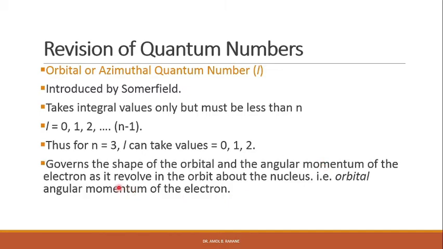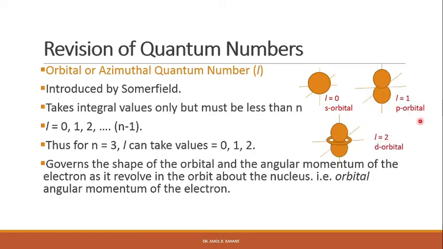The azimuthal quantum number governs the shape of the orbital and the angular momentum of the electron as it revolves in the orbit around the nucleus, that is orbital angular momentum of the electron. So, for example, for l equal to 0, we get s orbital, for l equal to 1, we get p orbital, for l equal to 2, we get d orbital. That means, for different l values, we get different shapes of the orbitals.